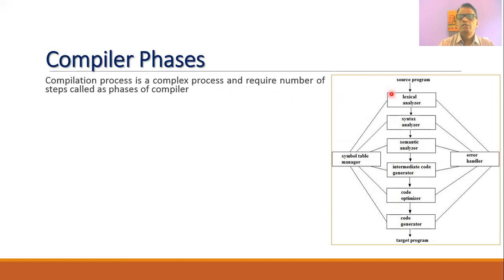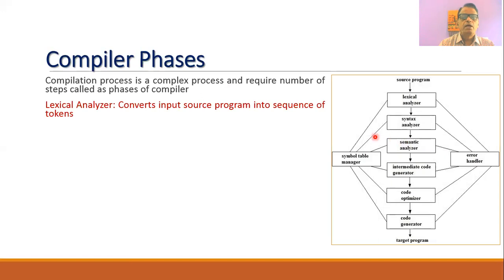Lexical analysis is performed by the lexical analyzer, syntax analysis is performed by the syntax analyzer, semantic analysis is performed by the semantic analyzer, and intermediate code generation is performed by the intermediate code generator. Optimization is performed by the code optimizer, and finally we can generate the target code by making use of the code generator. And observe that all these phases of the compiler are connected to the symbol table manager and also the error handler.